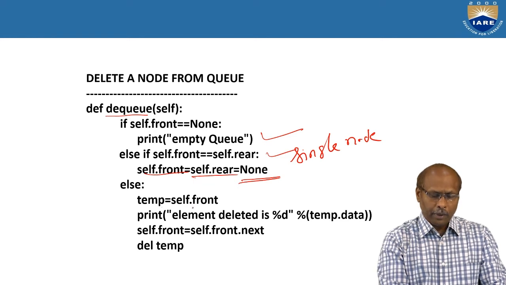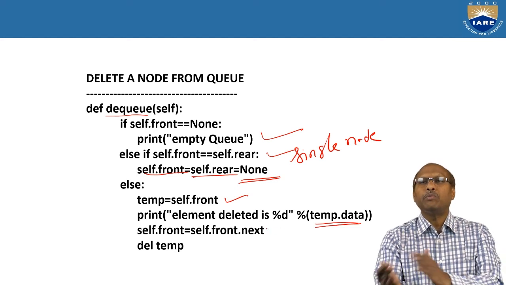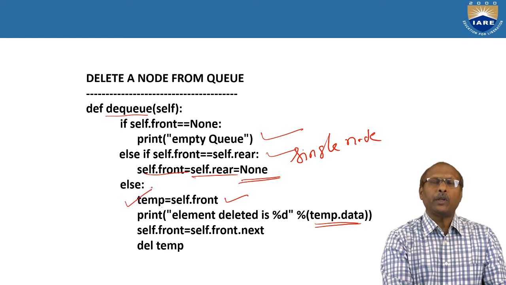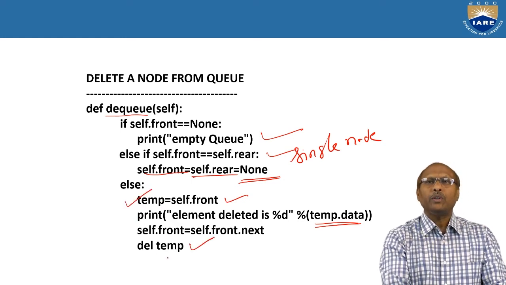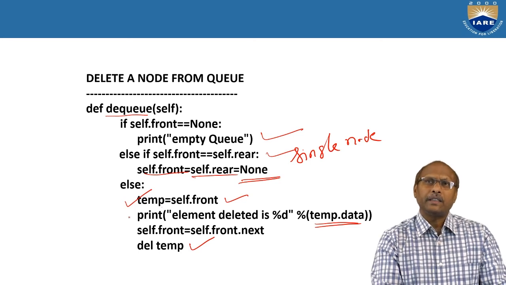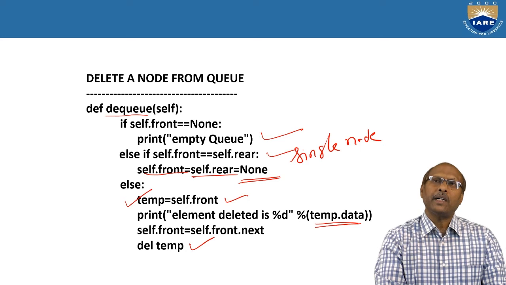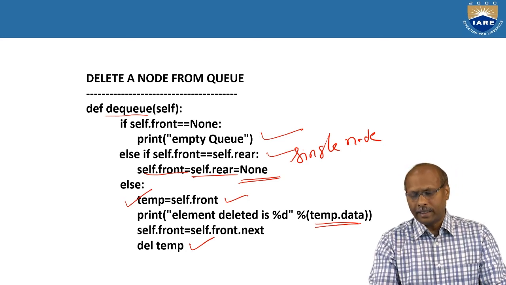Initially temp equals self.front, the front data has to be removed, and self.front equals self.front.next. That means front is moving forward. When it is moving forward, the temporary pointer which is pointing to the earlier front is removed. So dequeue is a separate method which allows you to delete an element from the queue. So this is the way you can implement the queue using a linked list.